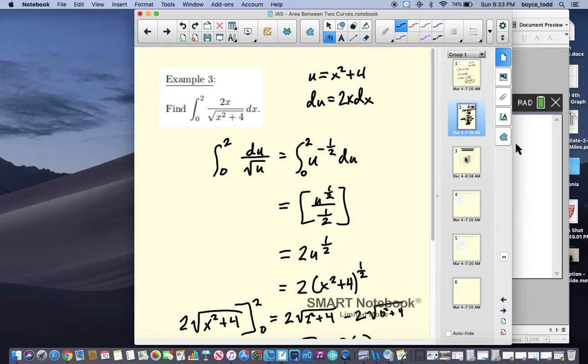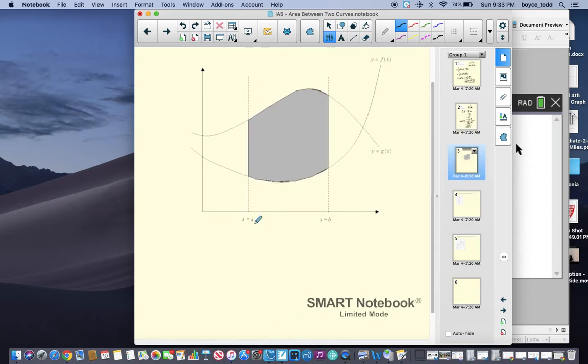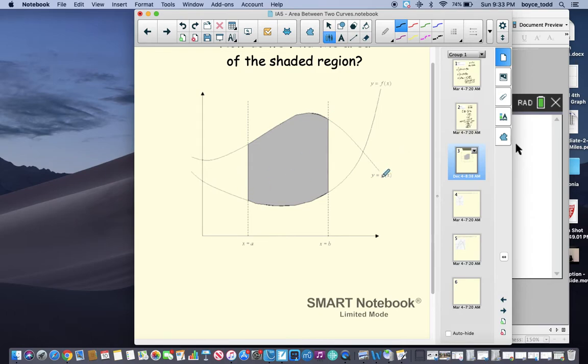Now we're going to move on to one new concept, and this is pretty easy, I think, in terms of what you have to do. So, if you look at this image, it's a little bit hard to see, but you have one function here that's g of x, then you have this other one called f of x.